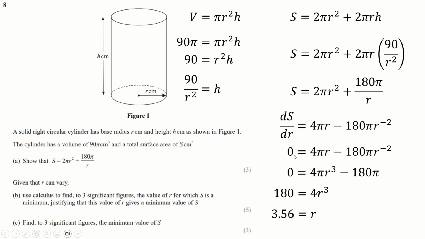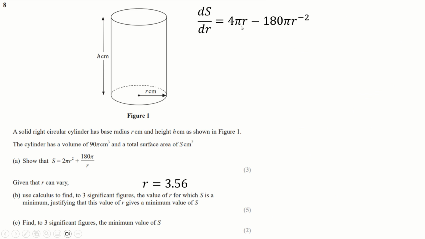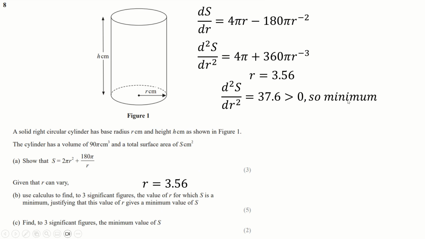Show this as a minimum, so what we need to do is differentiate this again. So if that's the first derivative, the second derivative, well, that's just a number times r, so the r just goes away. And then minus 2 times this is this. 2 negatives make a positive, and then drop it down to minus 3. If we substitute in 3.56 into here, we get this, which is greater than 0, so therefore it's a minimum. And we're done there.